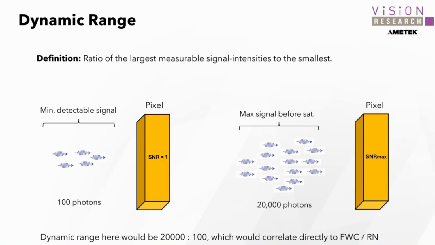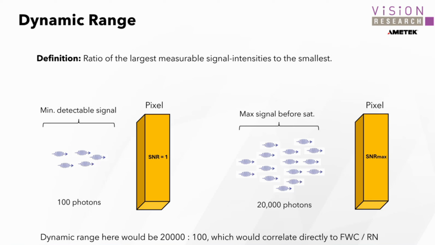So we mentioned dynamic range, and the dynamic range is the minimum detectable signal through to our maximum detectable signal. So it is the ratio of the largest measurable signal intensities to the smallest.